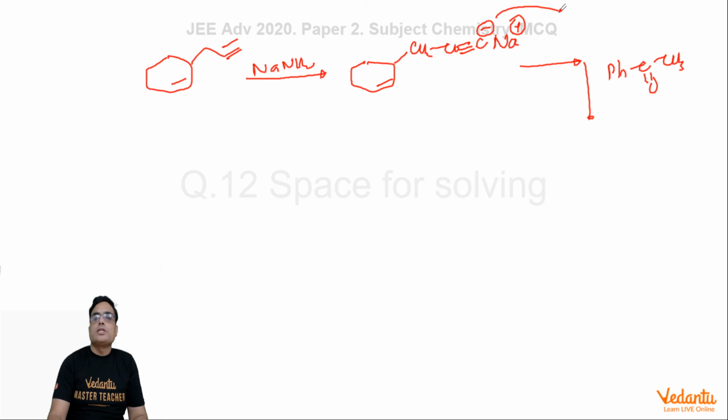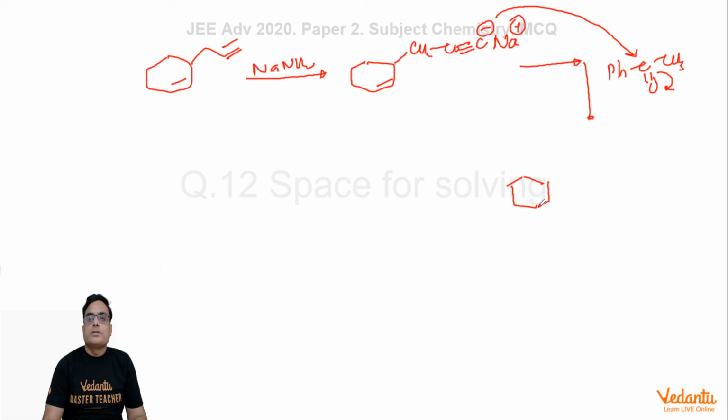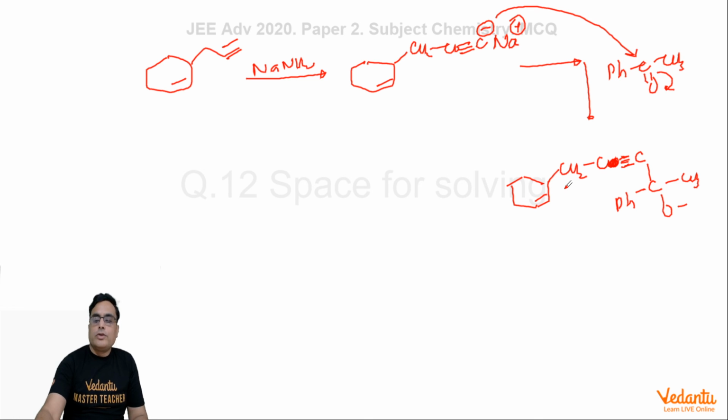This compound, this C minus, will behave like a nucleophile and attack the electrophilic carbon, and you get the product like this, where this is a triple bond. This is not H, I'm sorry. This is triple bond C, and this is CH3, O minus and Ph, right? And then you treat it with H3O plus and heat.